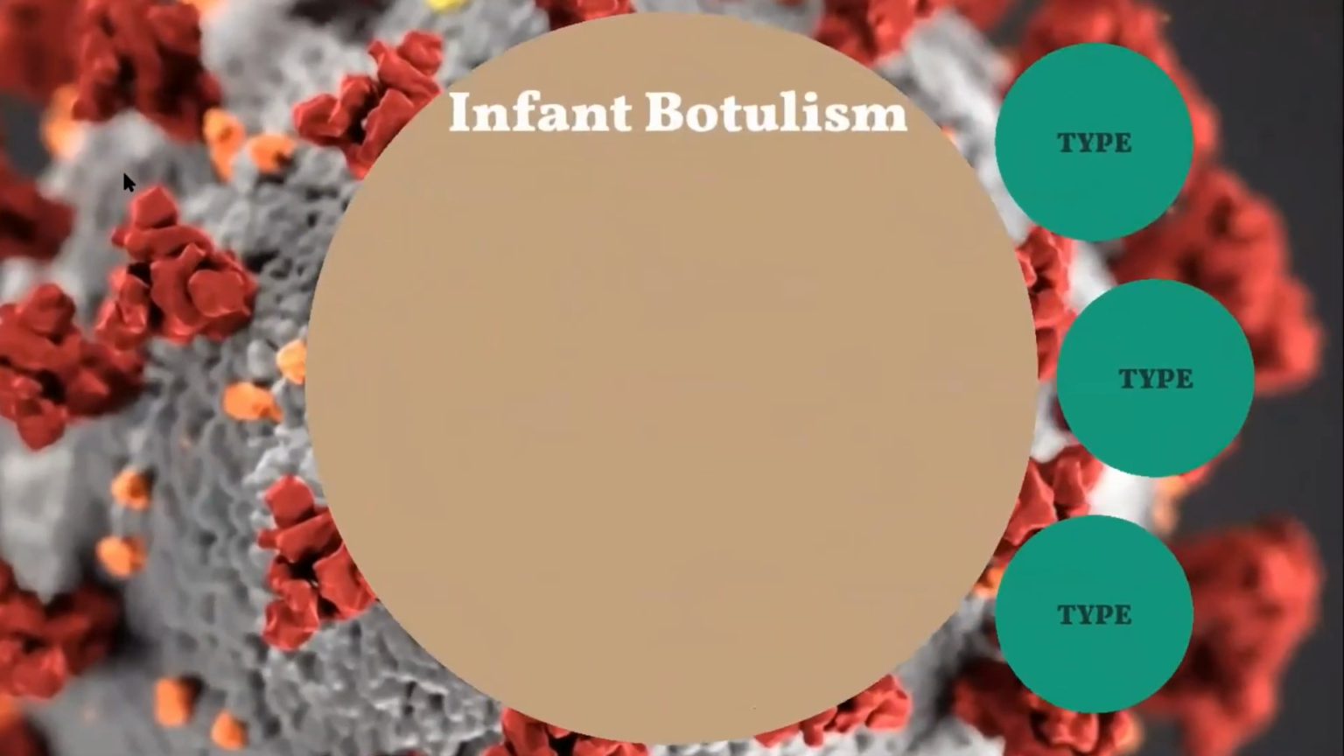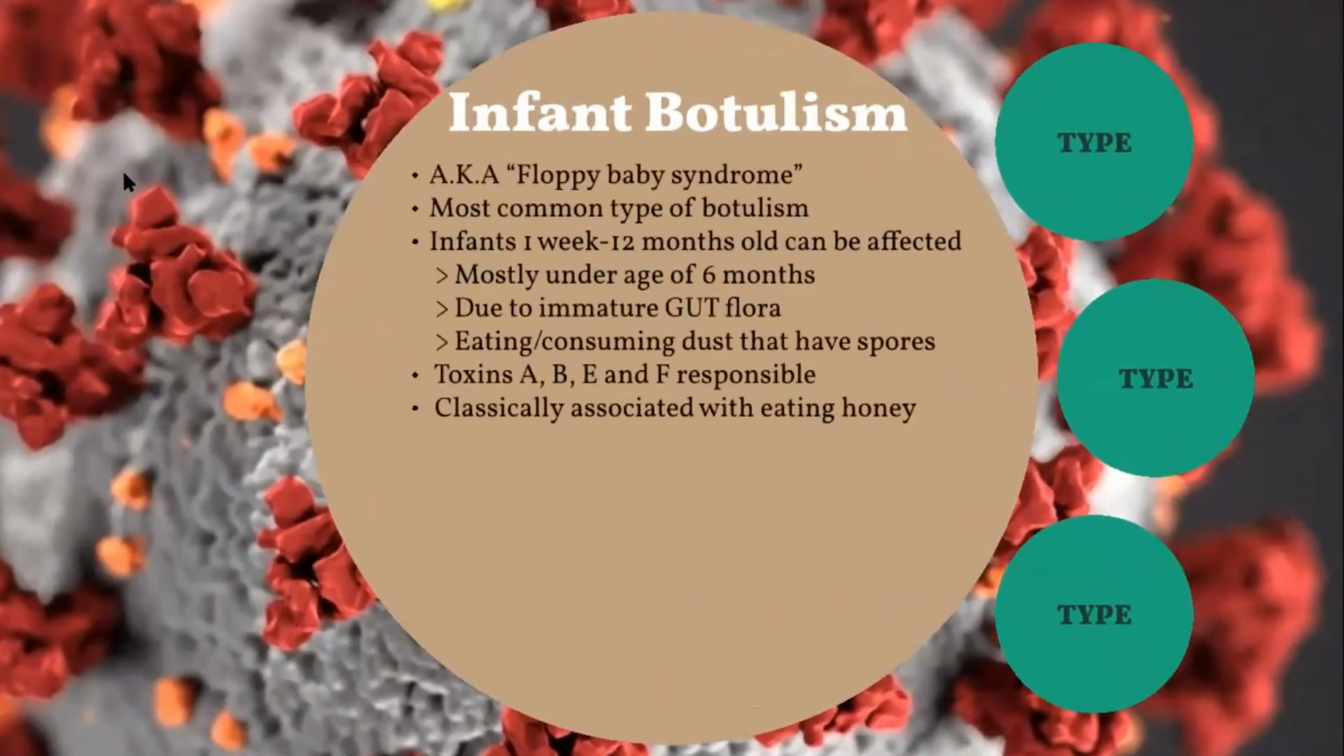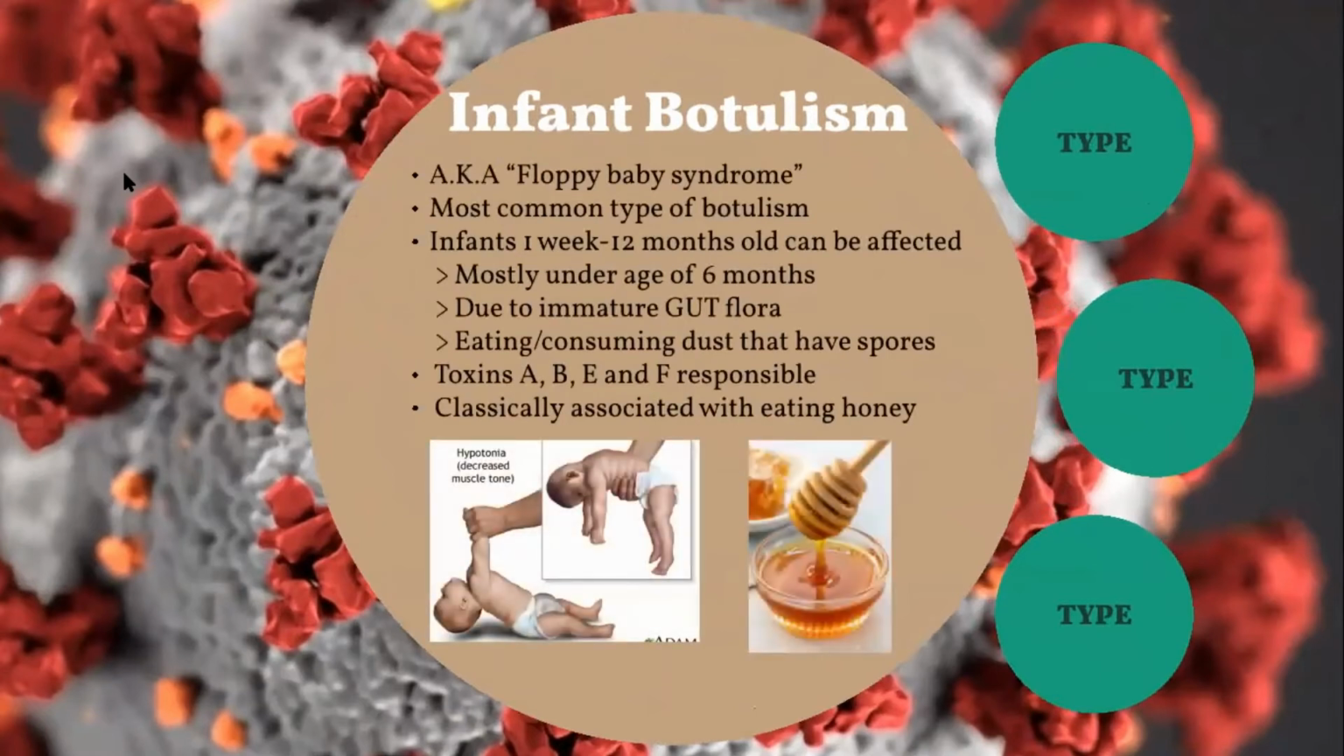Let's move on to the types of botulism. So first is infant botulism, also known as floppy baby syndrome. Floppy baby syndrome means no muscle tone, and it is related to the characteristic finding of descending paralysis. This is the most common type of botulism, and it affects infants of 1 week to 12 months of age.